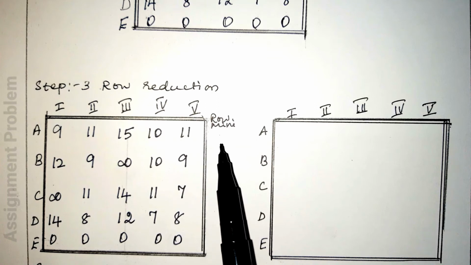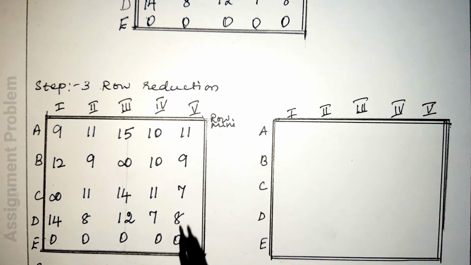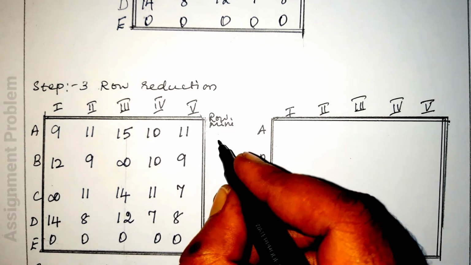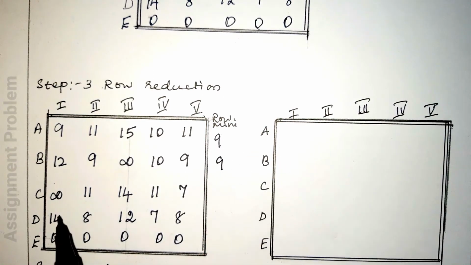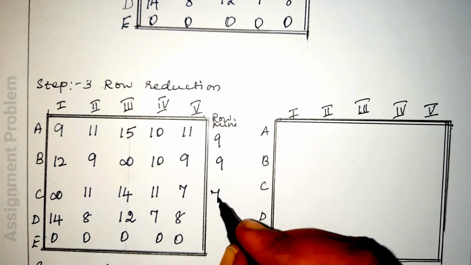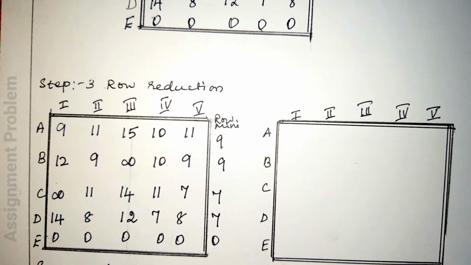Next step, row reduction. Select the least element from each row and subtract it from all the elements in that row. First row, the least number is 9. Second row, the least number is 9. Third row, the least number is 7. Fourth row, the least number is 7. Fifth row, the least number is 0. With this, you subtract the value.